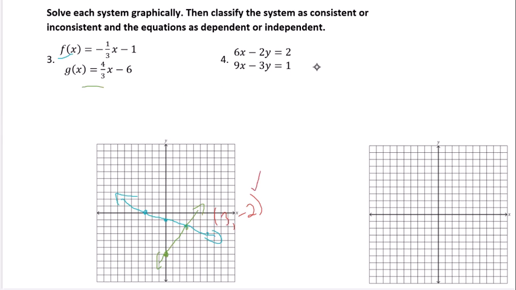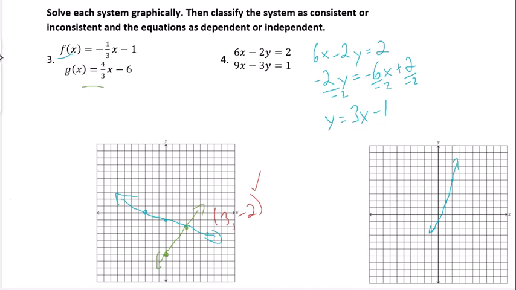So let's start with this first equation, 6x minus 2y equals 2. Subtract that 6x, and we get negative 2y equals negative 6x plus 2. Divide everything by negative 2, and we get y equals 3x minus 1. So put that minus 1 there, and then a slope of 3, another point up 3 over 1, and you end up with a line looking like that.